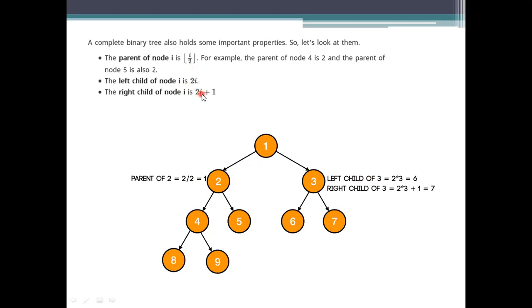Right child will be 2 into i plus 1. So 2 into 3 here is 6. As 6 is the right child of the third node, 7 is the right child of the third node. So these are the values we need to remember: i by 2 for the parent, 2i to get the left child of that node, and 2i plus 1 to get the right child, being used for the complete binary tree.